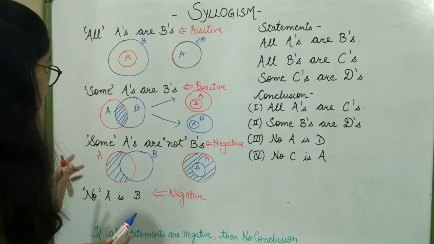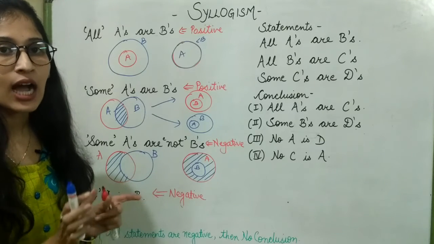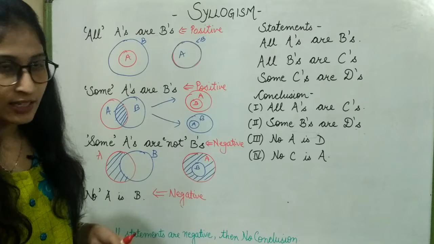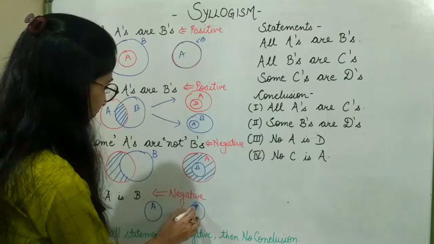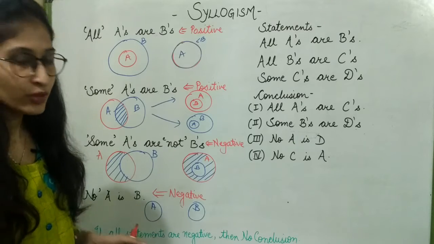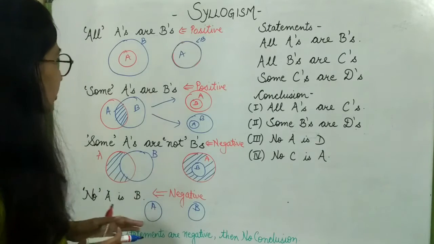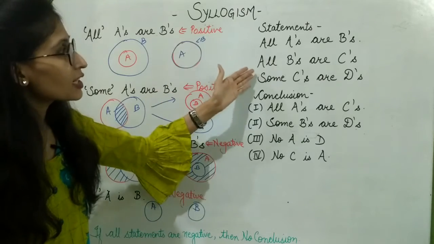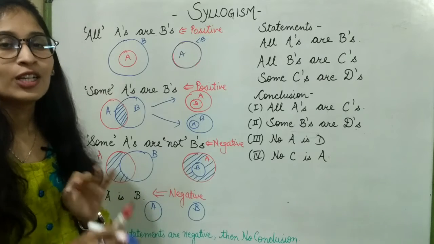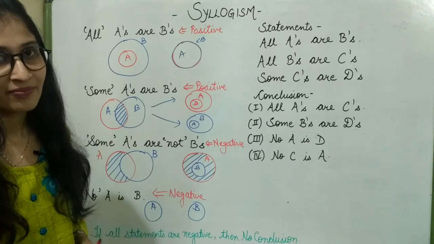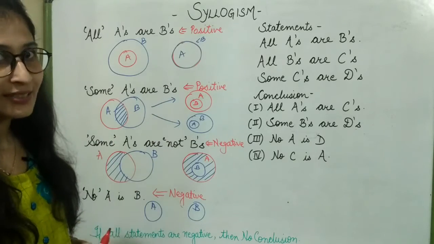Our next quantifier is no. No A is B. This means A and B are completely separate identities. So no A is part of B. I am going to draw A and B separately. An important point to note here is that if all the statements given in the question are negative, then no conclusion can be drawn. Let's solve a question to understand it more clearly.